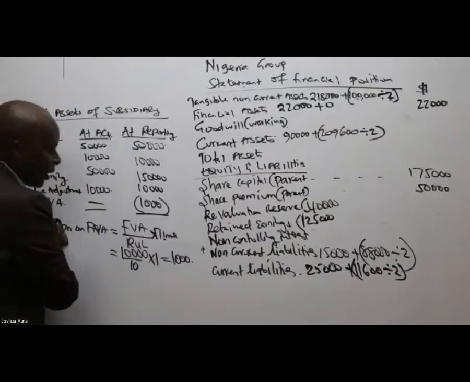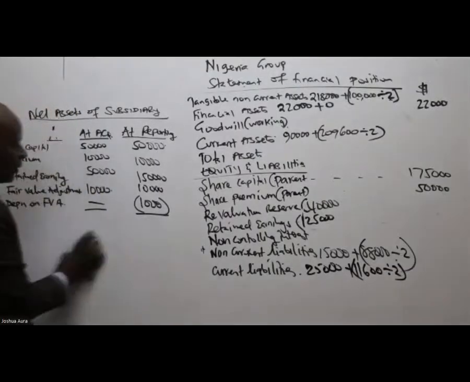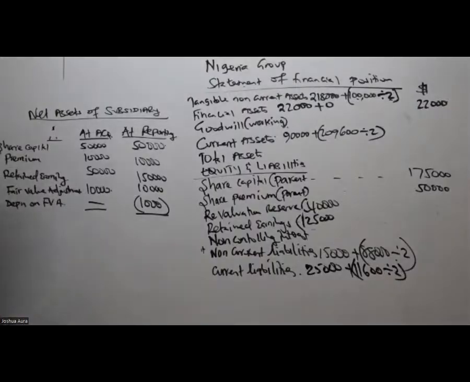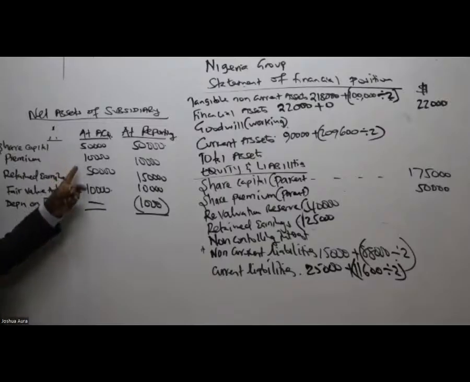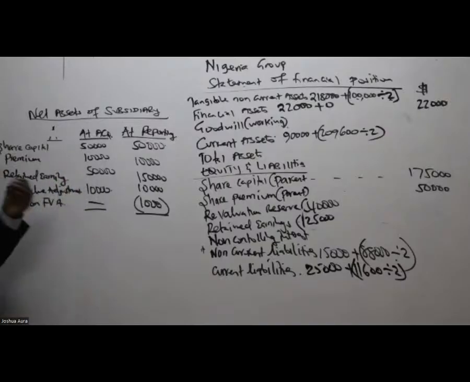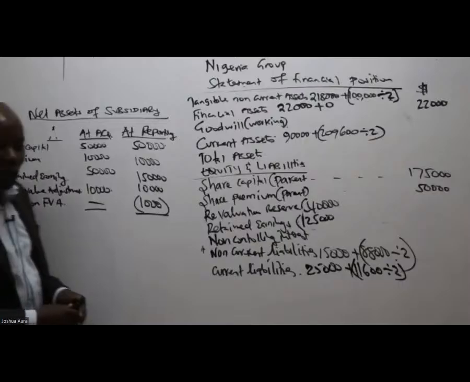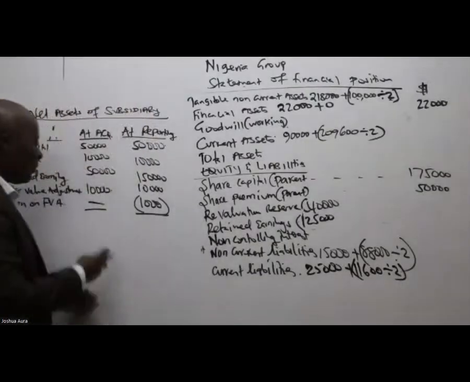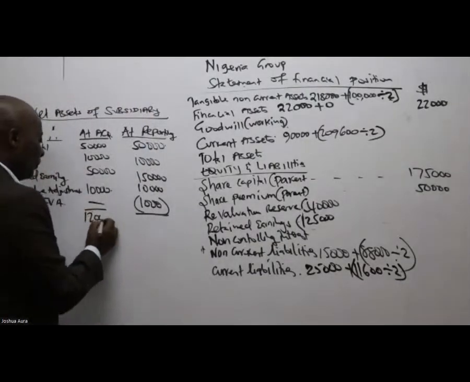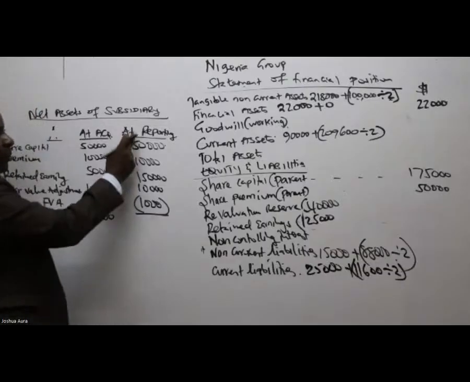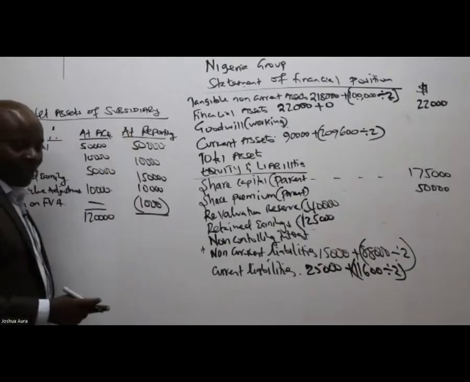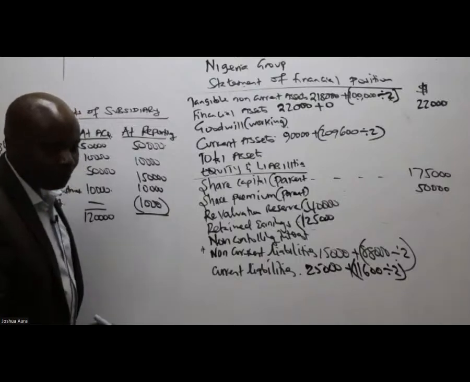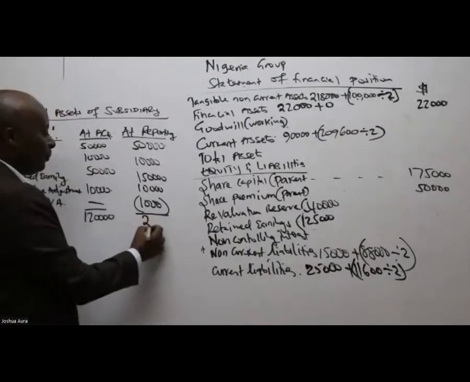So can somebody come and give me the total net assets at acquisition? Can somebody give me something here? So we have here 120,000. Thank you very much. Yes. How about net assets at reporting? 210,000.